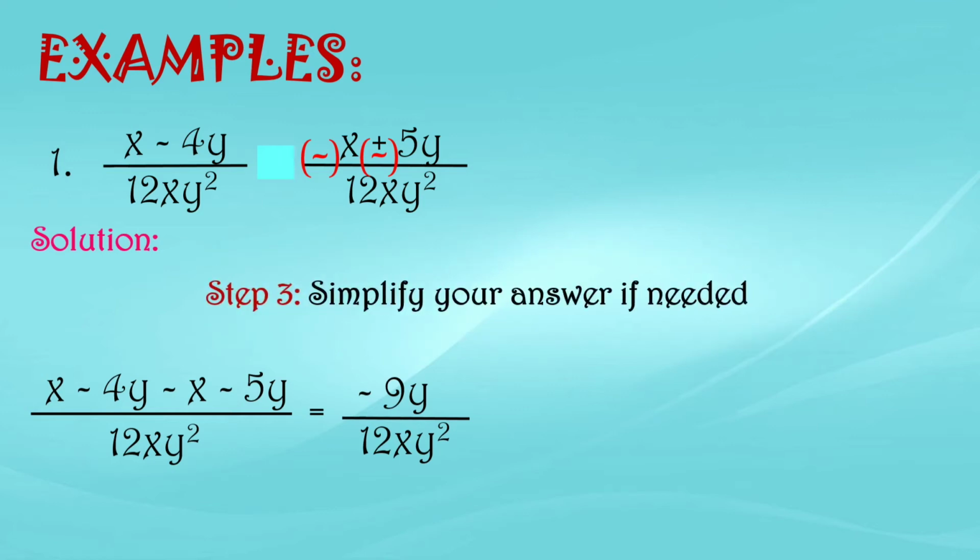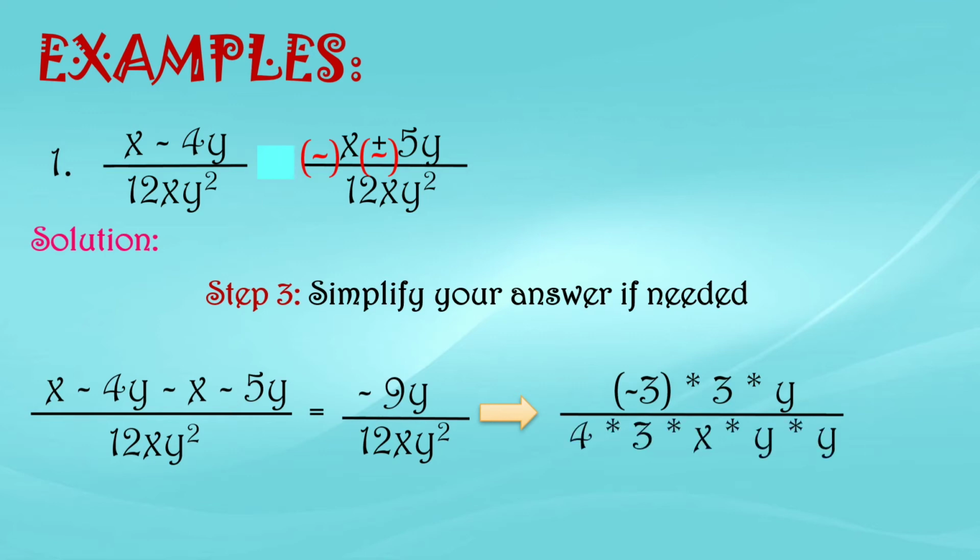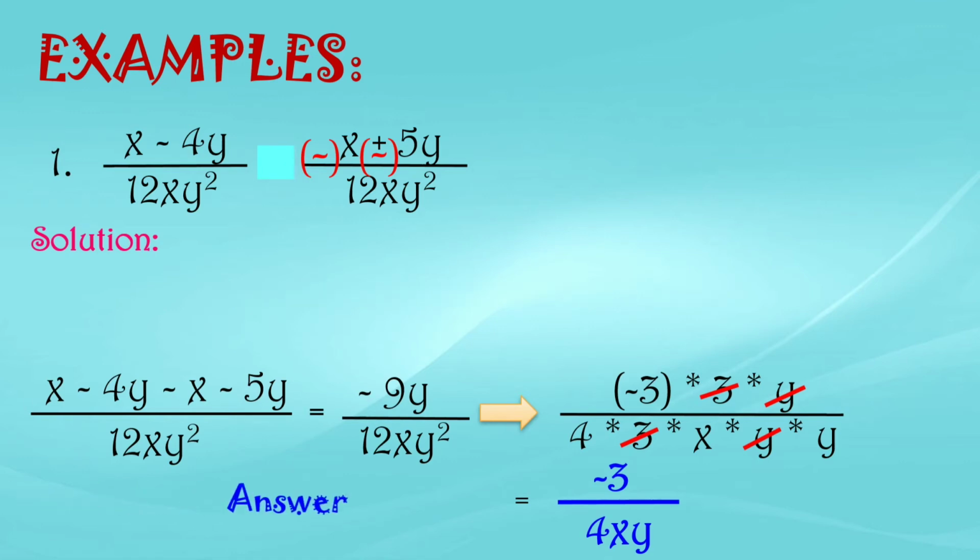Simplify your answer if needed. Pwede nating i-factor yung ating numerator tsaka denominator. And then, meron tayong makakancel dyan. Magiging ganito na siya. Negative 3 times y, factor ni negative 9y. And then, 4 times 3 times x times y, yung factor naman ni 12xy squared. And then, i-cancel natin yung common factor nila. Yung matitira, yun yung magiging sagot natin. Ang numerator may natirang negative 3 at ang denominator may natirang 4xy. Ang final answer natin ay negative 3 over 4xy.